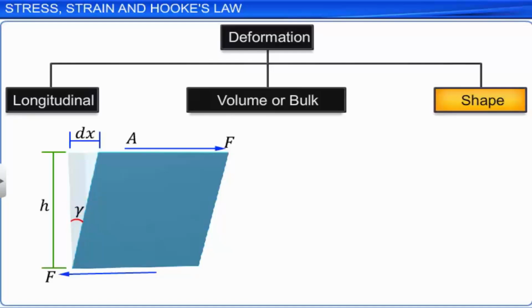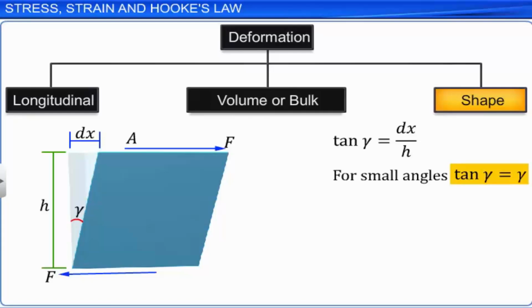Robert Hooke found that for most materials, for small values of strain, the stress is directly proportional to the strain. Thus, we have stress is equal to K into strain, where K is the constant of proportionality called elastic modulus of the material. If on increasing the stress, the strain is increased beyond a certain value, the proportionality between stress and strain is lost.